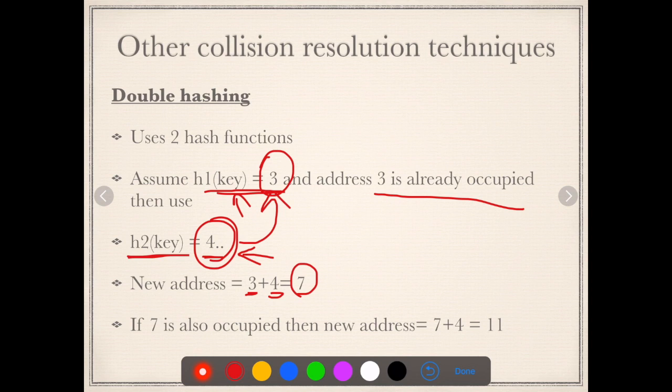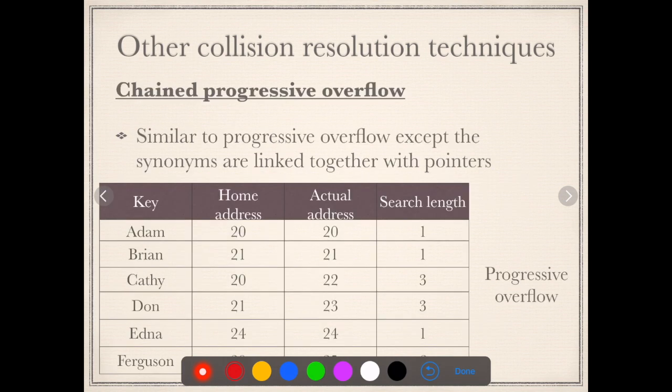If 7 is also occupied, we are going to add the same number 4 to the value until you find a free address space. So 7 plus 4 will be the next value if the address 7 is already occupied. 7 plus 4 gives you 11. So we are going to look at the address 11 to see if it is free. If it is free, chained progressive overflow will use links in order to keep track of the keys which go to the same address, or which have the same home address.